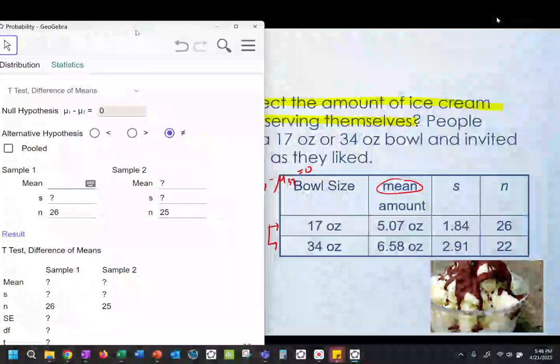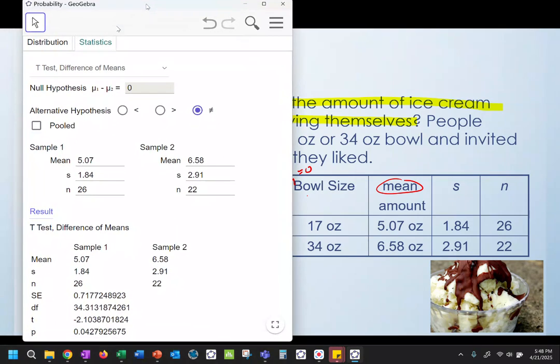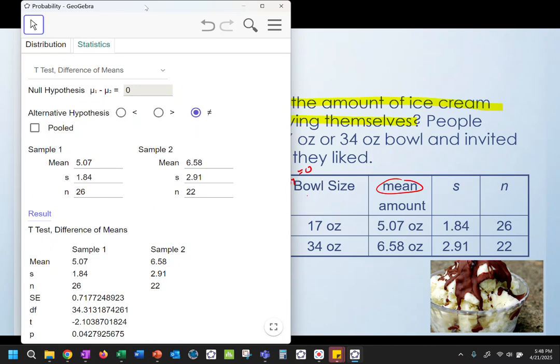So I'm going to move this over here. So 5.07, 1.84, and 26 for our first sample, and 6.58, 2.91, and 22 for our second sample. Okay. And so we can see here that we have, first off, a degrees of freedom of 34.31, blah, blah, blah. That is not what we are going to use.